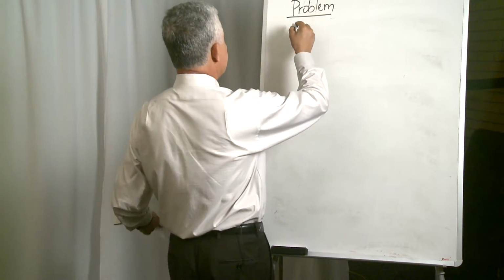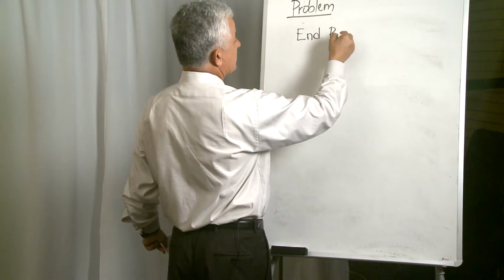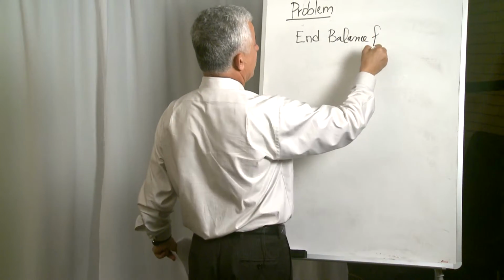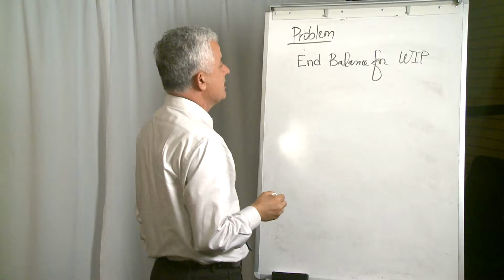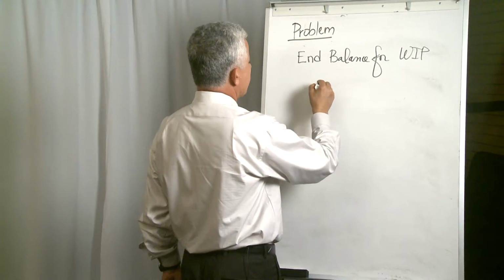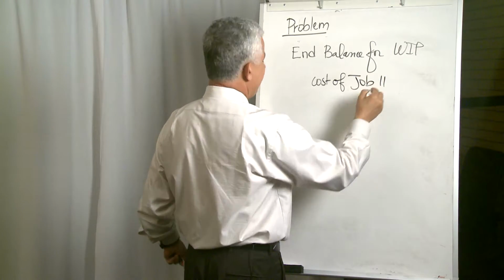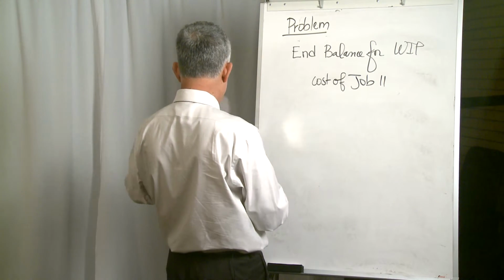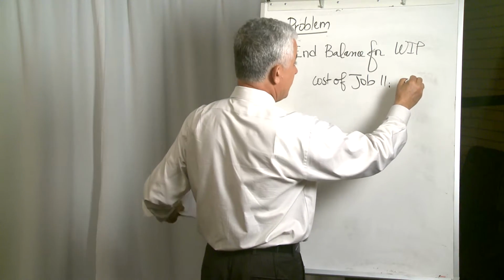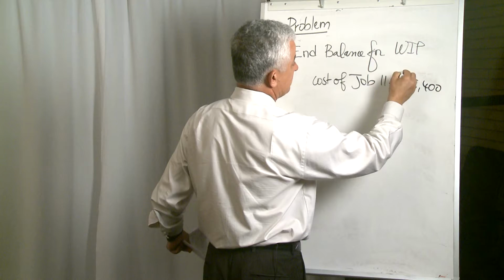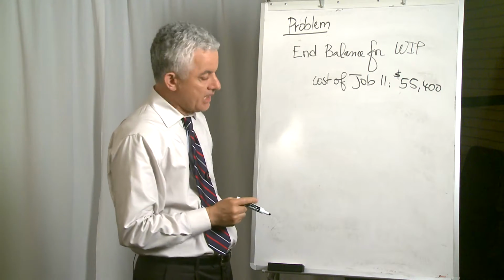Okay, so what is the ending balance for work in process inventory? Again, WIP stands for work in process, okay? It's basically the cost of job 11, which we have here, is $55,400. Okay? That's the only job left unfinished by the end of the period.